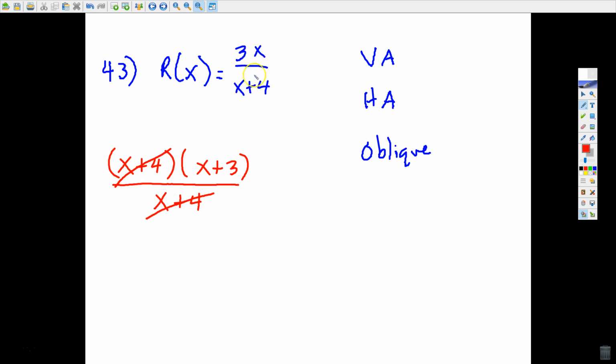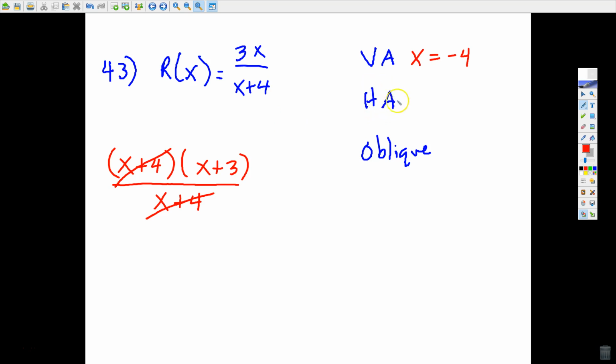Well, I can't cancel here. Remember, I can cancel factors but not terms, and x down here in the denominator is a term. This x is a factor, so I can't cancel. Those are like oil and water. So I am going to have a vertical asymptote where the denominator equals 0. It's going to be the vertical line x equals -4. Remember, vertical asymptotes need to be written in vertical line equation form. X equals some number.